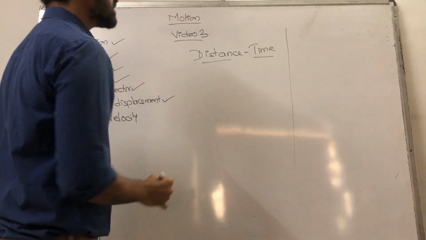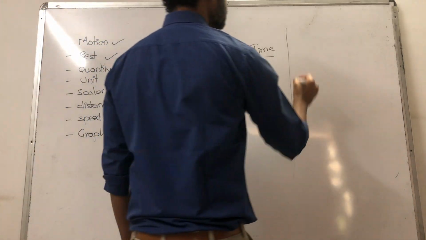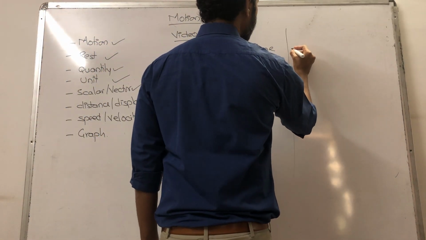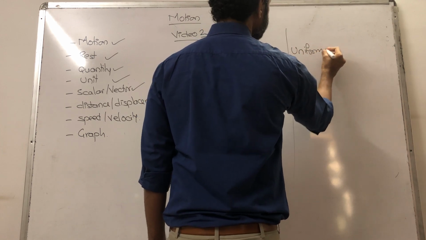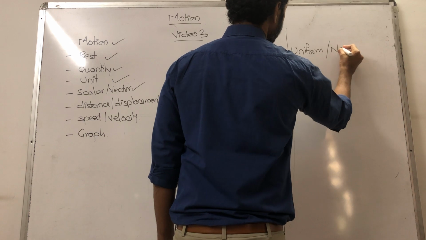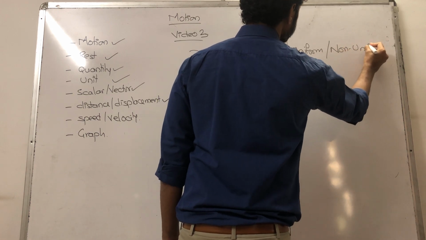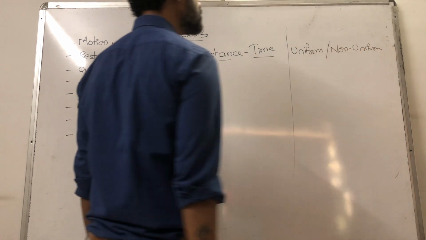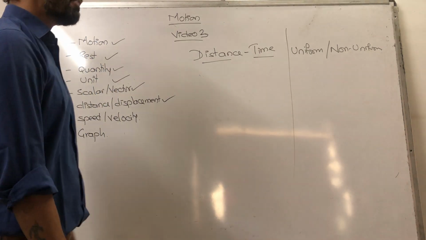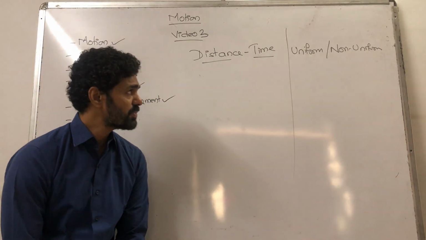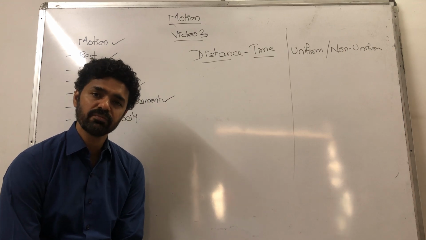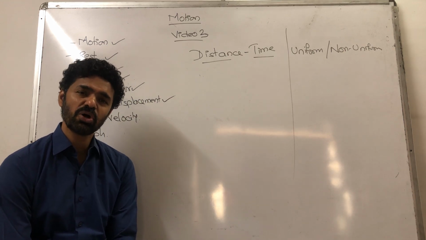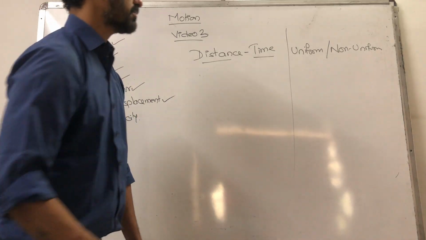Now before starting distance time graph for different motion, I would like to take the topic of uniform motion and non-uniform motion. What is uniform motion? Whenever an object travels equal distance in equal interval of time, then such a motion is called uniform motion.